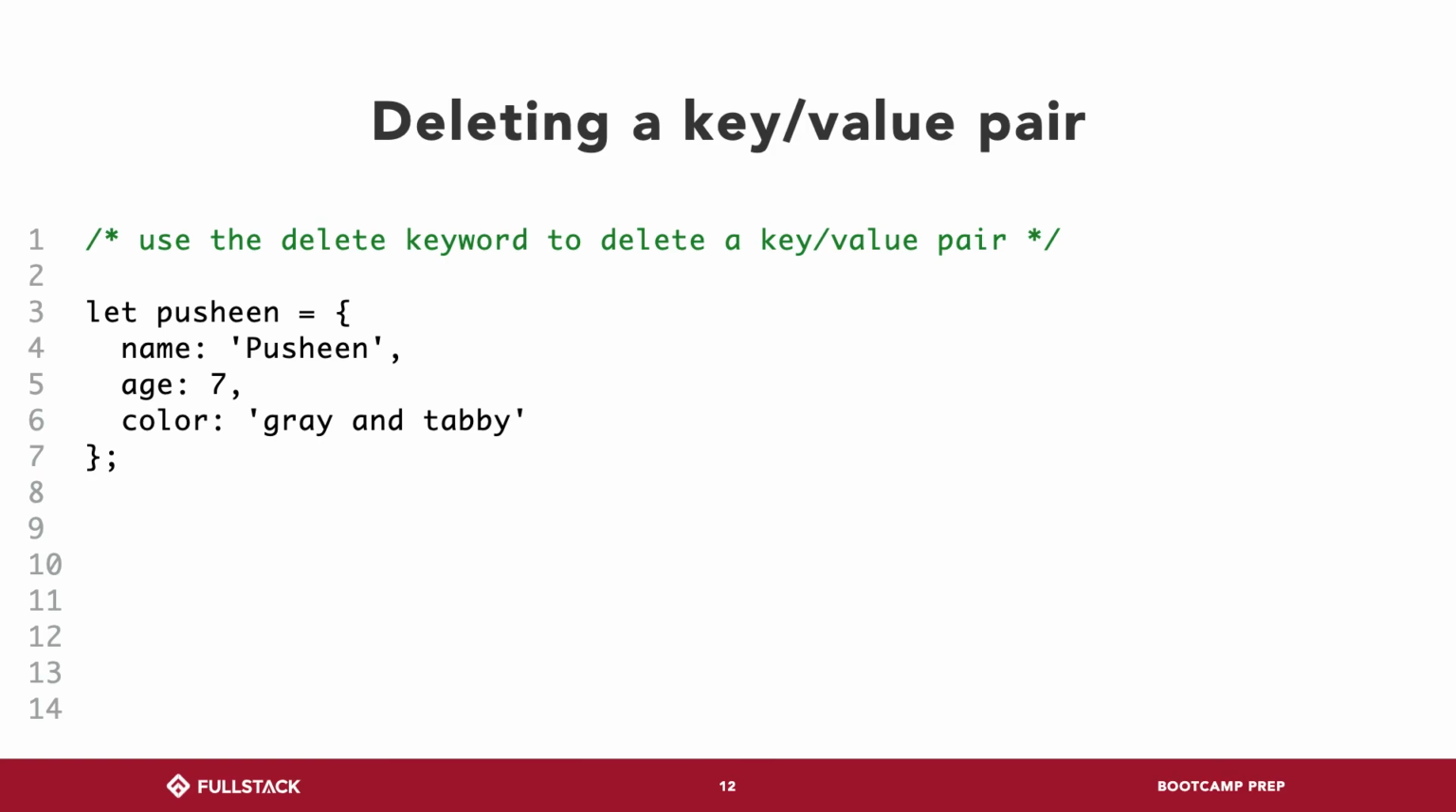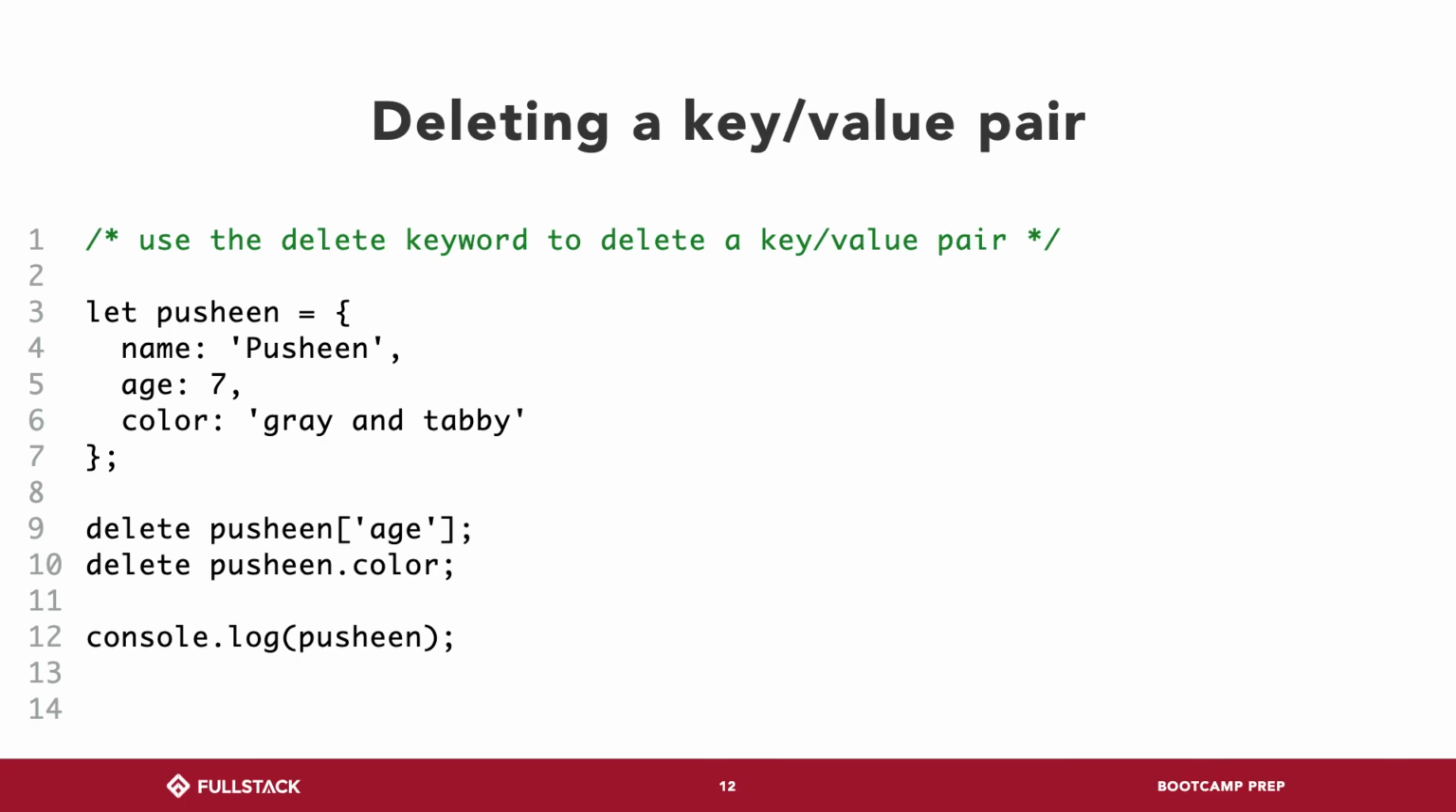Deleting. I didn't show you guys this, but use the delete keyword. There's actually a delete keyword to delete a key value pair. So if I said delete Pusheen at age, delete Pusheen.color, we only have an object with a name in it now. It's okay that I didn't show you this because it's very straightforward and very logical sounding, right? It gets rid of the whole key value pair in the object. And there's no undo, okay? There's no undo button. It's gone. Any questions on the delete keyword? Cool.